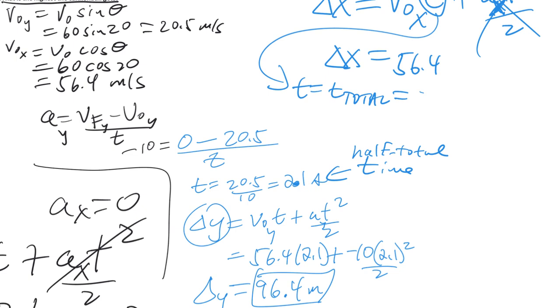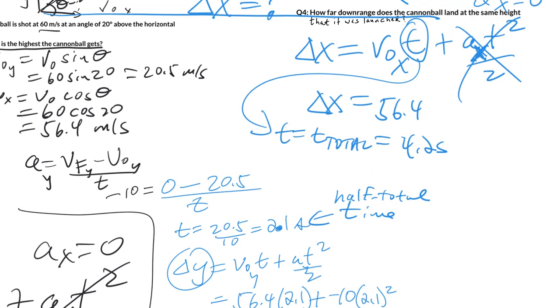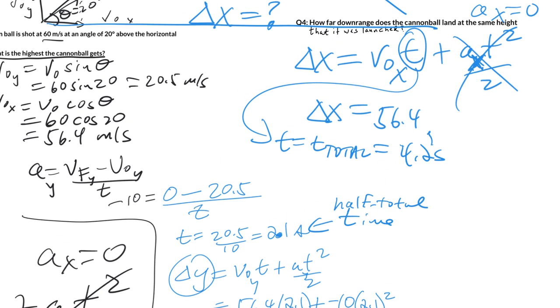So T total would be 4.2 seconds. So I'd have to put that in right here. Almost made that mistake. So 56.4 times 4.2 is 237.